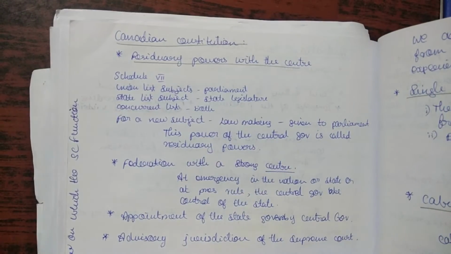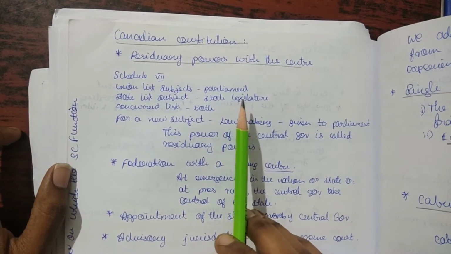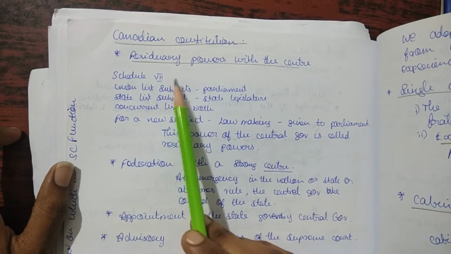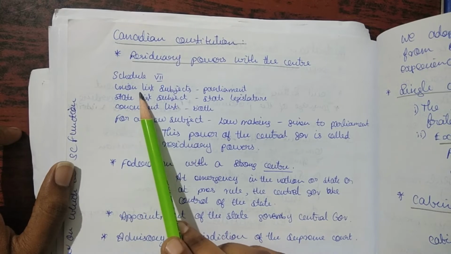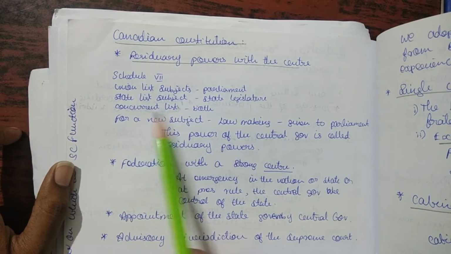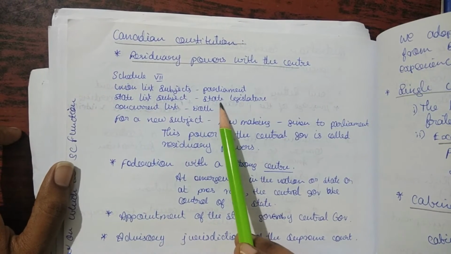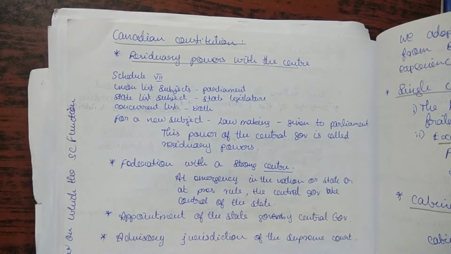Next, from the Canadian Constitution, what all did we borrow? The residuary powers with the center. Schedule 7, where we have union list subjects, state list subjects and concurrent list. So all three in Schedule 7 we have borrowed from the Canadian Constitution.